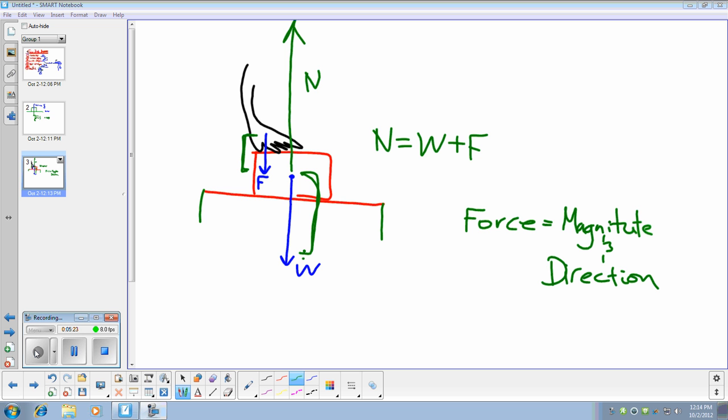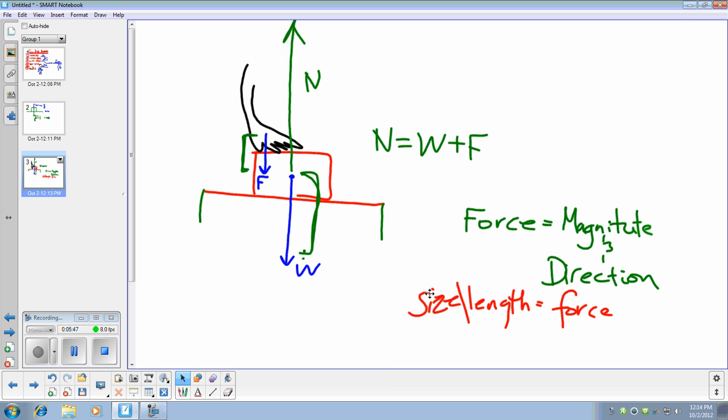The other thing about forces is when we draw a free body diagram, the length of the arrow is going to be representative of the force. A short arrow means a small force, a longer arrow means a larger force. If I'm comparing two arrows, the larger force is represented with a larger arrow. So keep that in mind as well.